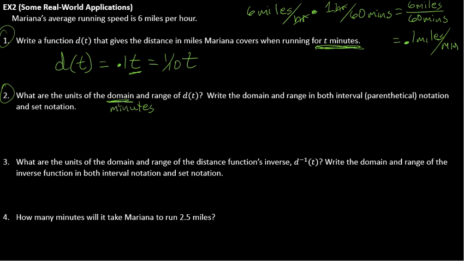I like that better because you guys know I like fractions. Fractions are just easier to work with. If we're saying 1 over 10, we're saying 1 mile per 10 minutes, which is pretty dang good. Dang, that lady can move. Well, that's not that good. It's better than me. Anyway, that would be the units of our domain.